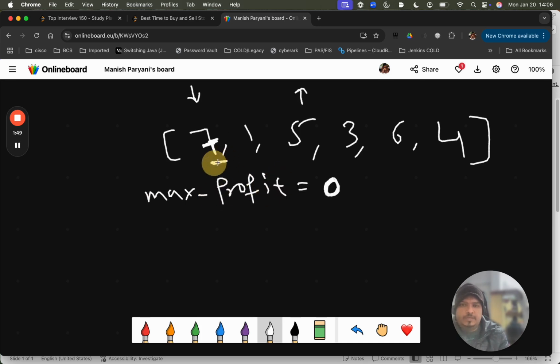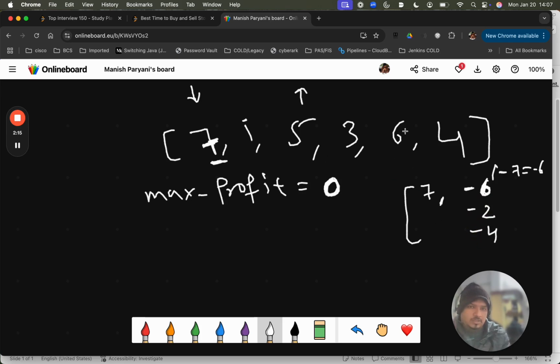Now let's say I buy this stock at 7 rupees, my buy price is this. On the next day, if I sell at 1 rupee, then 1 minus 7 equals minus 6. I'll be in the loss, right? On the third day, if I sell, I'll be in the loss again, minus 2. Here, if I sell, 3 minus 7, minus 4, I'll be in the loss. 6 minus 7, minus 1, I'll be in the loss. Here, I'll be in the loss.